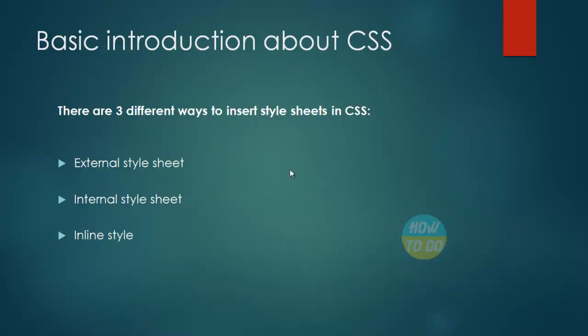Now let's understand the three different styles of CSS style sheets. The first is the external style sheet, the second is the internal style sheet, and the third is the inline style sheet. So we can use CSS in three different ways: external style sheet, internal style sheet, and inline style sheet.